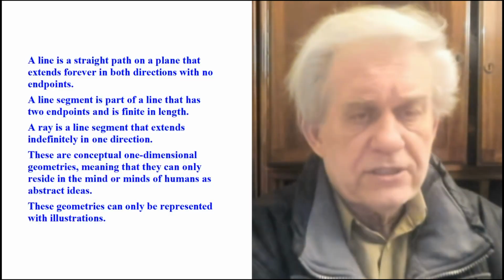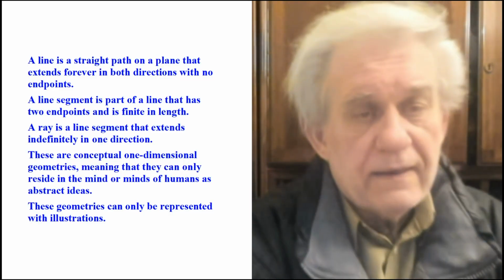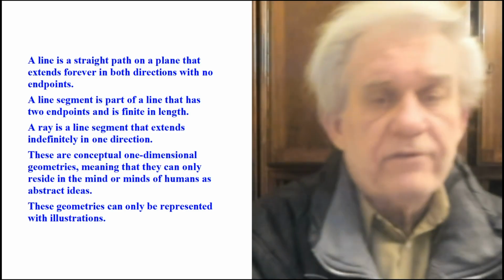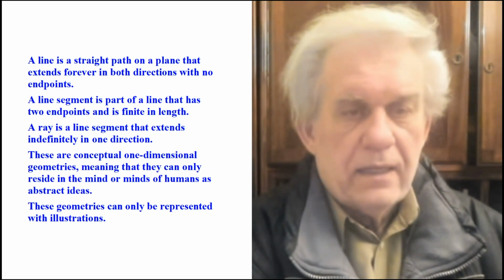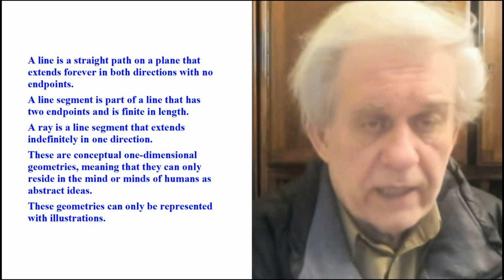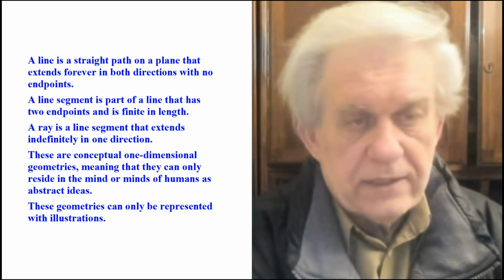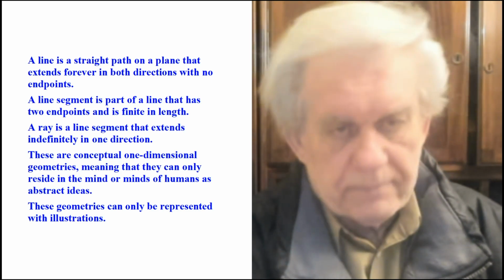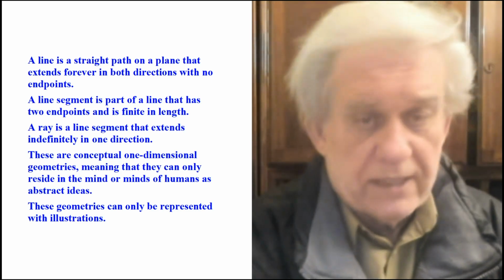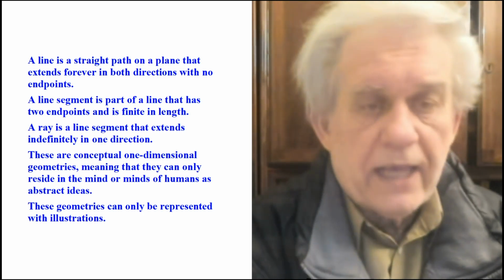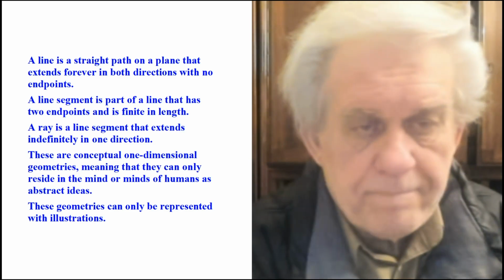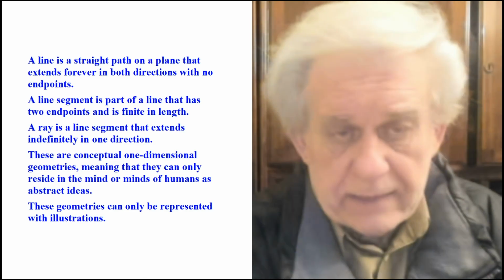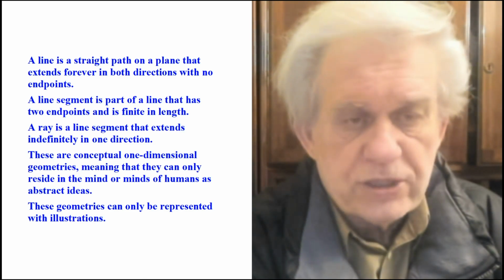And here's the first notion he puts out. He says, a line is a straight path on a plane that extends forever in both directions with no endpoints. A line segment is part of a line. So a line is one thing, a line segment is something else. It's a part of a line, a segment of a line, right? That has 2 endpoints and is finite in length. I hope that makes sense to some of you. A ray is a line segment that extends indefinitely in one direction.